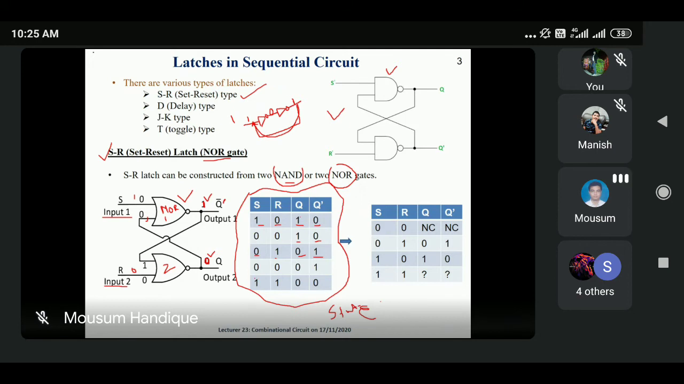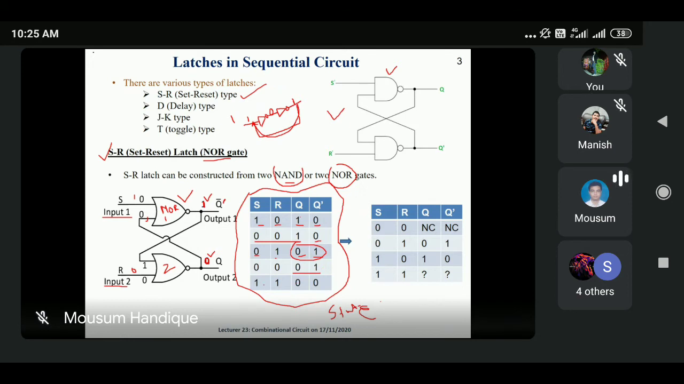Okay, and suppose what happened? If this one is the previous state, okay, this one is the previous state. If we are taking the previous state and applying S value equal to 0 and R value equal to 0, that means what? Again 0 0 here, we have seen that there is no change. So what is the previous state? Previous state is 0 1. So the same state is remaining. That means this is also 0 1.